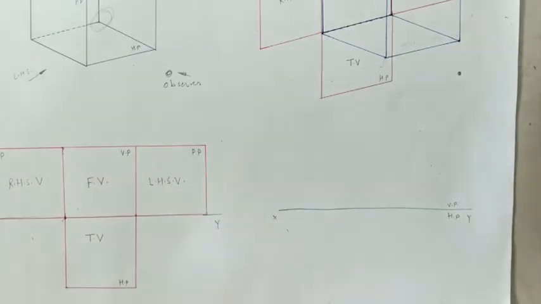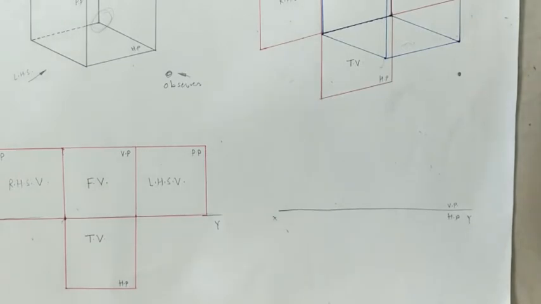Right, front view and top view will be there all the time, no doubt, but the question will be only regarding the side view, whether it will be the left hand side view to draw or a right hand side view to draw. So according to that, you have to draw one more line.